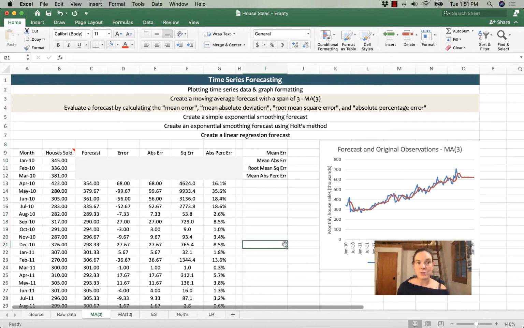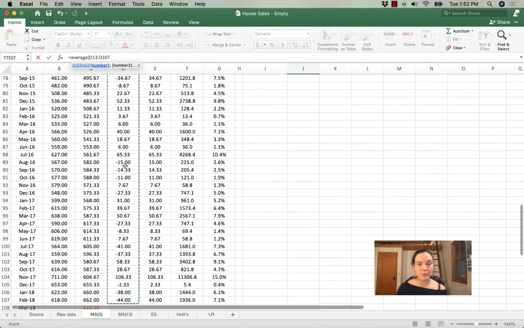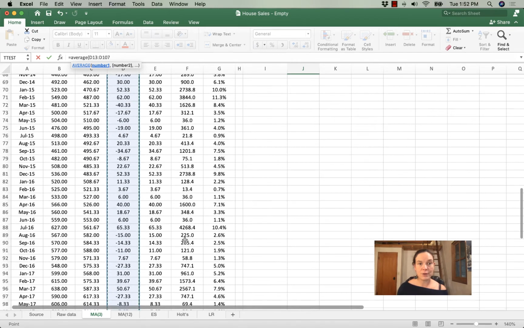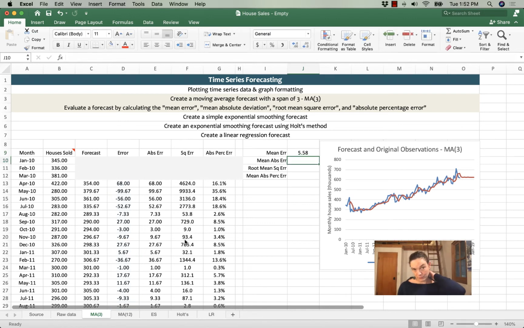All right, so now we're going to calculate these four things. And as you might have already guessed, the mean error is the average of the error. The mean absolute error is the average of all the absolute errors, and so on and so forth, except for the root mean squared error. So we'll talk about that when we get there. So the mean error, we're going to use the average formula. If you click on the first error, command shift down arrow, it will highlight all of our errors. If we close our parentheses and hit enter, we'll see that our mean error is 5.58.